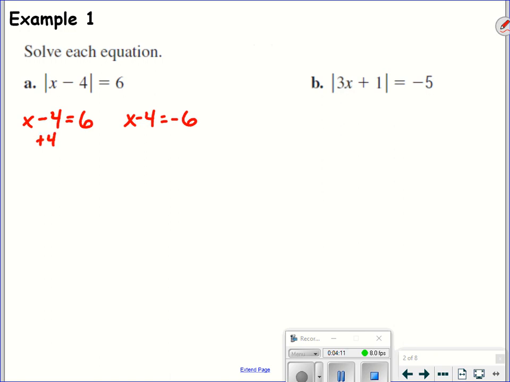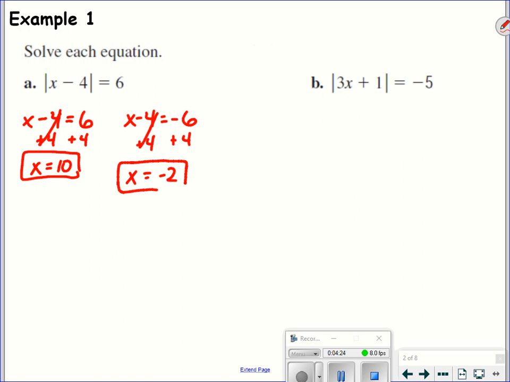Real simple algebra steps once we get those little equations set up. I call them mini equations. X equals 10, and same algebra step over here. Okay. Before we move on, just notice that right here I left that as x minus 4. I did not take that negative sign and change it to a positive or anything like that. When we were setting up the left side of those little mini equations, they are the exact same as what was inside the absolute value up above.